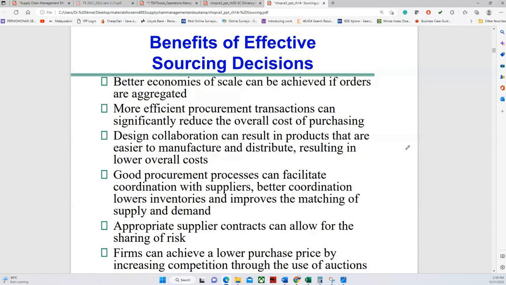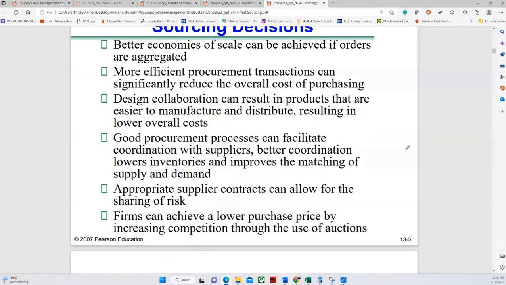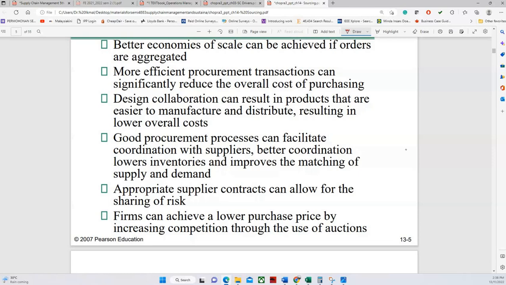And then number four, good procurement process can facilitate coordination with suppliers. Better coordination lowers inventories and improves the matching of supply and demand. So if you have a very good procurement process, it means that you know when to order and how much you have to order. So you have a clear direction of how big your magnitude is in terms of your volume. It means that you have a better coordination with your vendors, your suppliers.